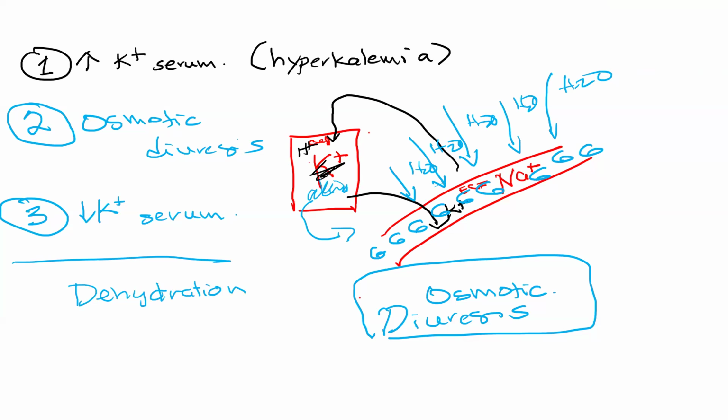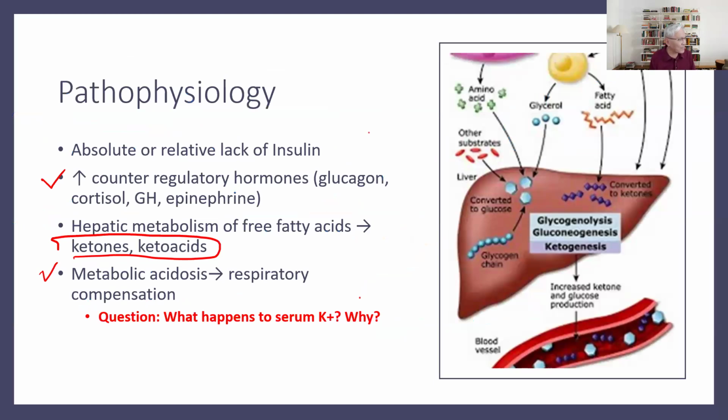Intracellular. Intracellular compartment. So in addition to losing potassium, you're losing fluid from the cellular space, the intracellular space. And that is why in diabetes, there's intracellular dehydration. Okay? So that's the answer to the question of what happens to potassium and why.